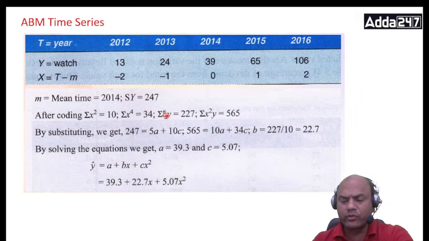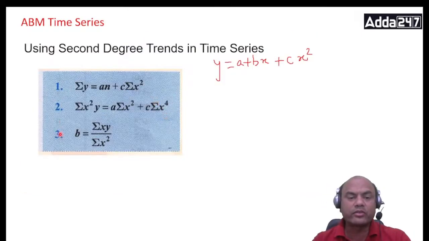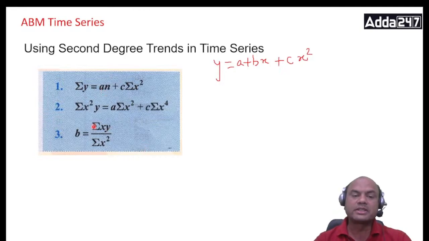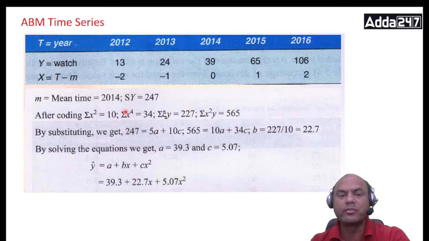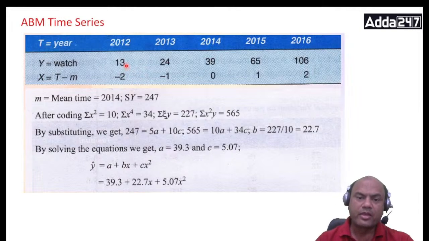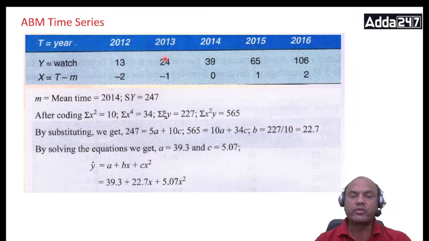Then summation xy. What is summation xy? Here, get the same figures whatever we require. Multiply this x with y. So summation xy is 13 into minus 2, 24 into minus 1, plus this is 0, plus 65 into 1, plus 106 into 2. If you do the total of all these, including the minus sign, you will get 227.